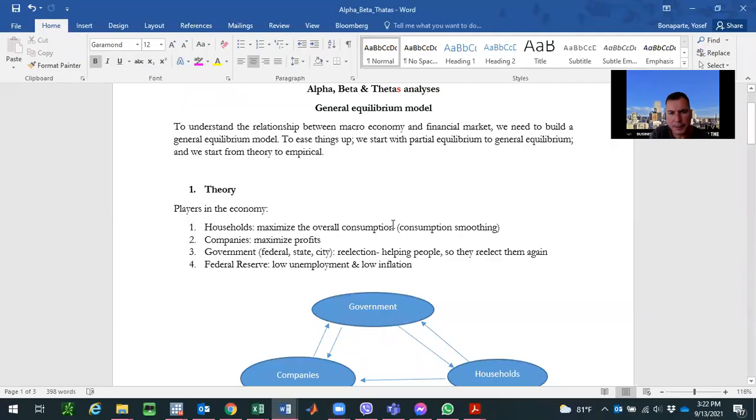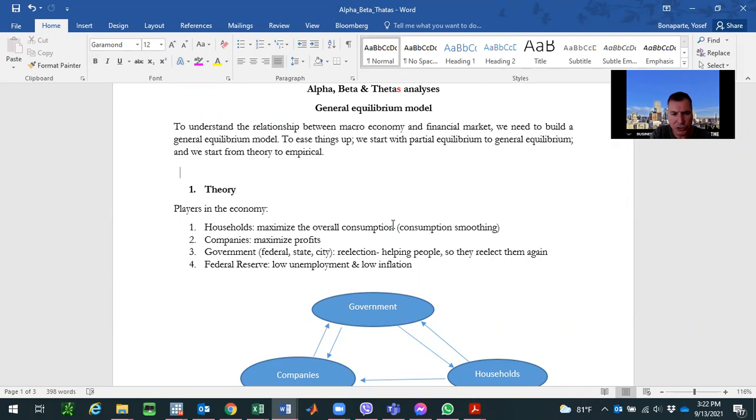You will go in the files, you'll find the document. When you go to Canvas, you'll find alpha, beta, thetas analysis. You will find a folder where you can find this Word document where we talk about a general equilibrium model that helps us understand the relationship between the macroeconomy and the financial market.